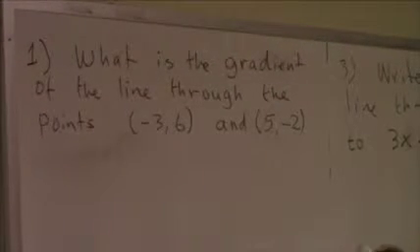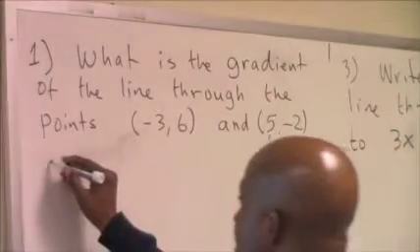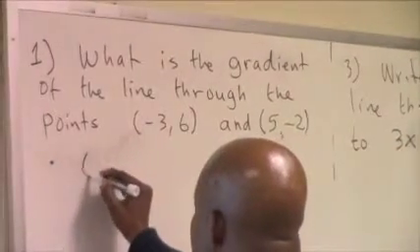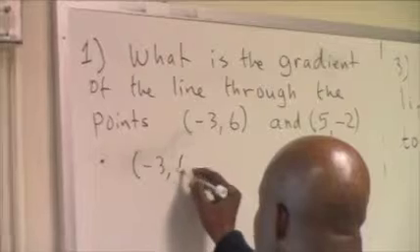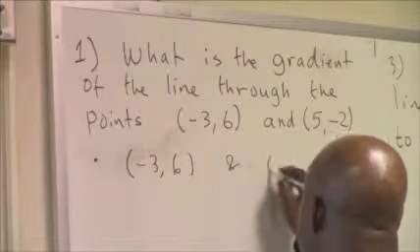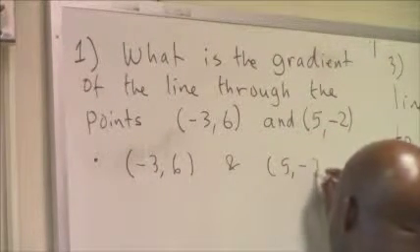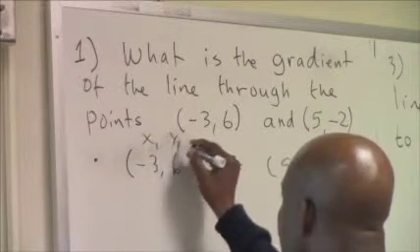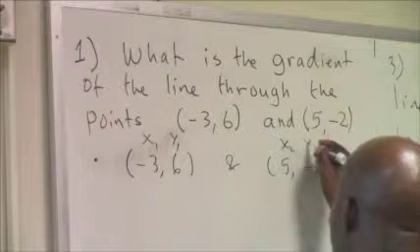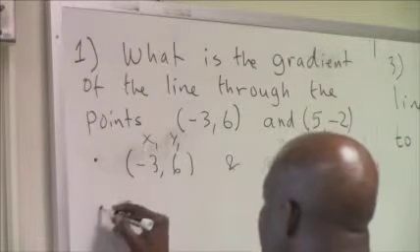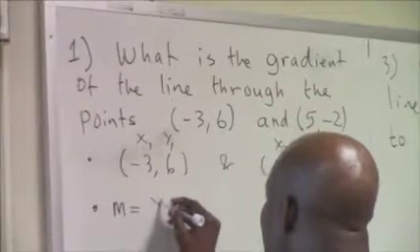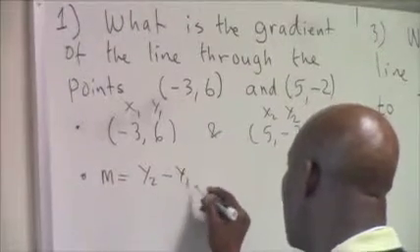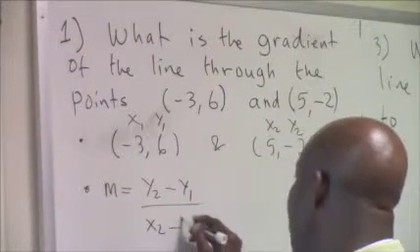So to find the gradient of a line, we must use a formula. But first thing, let's write up our points. -3, 6. And the other point we have here is 5, -2. Now, why do we write this up? So that we can label x1, y1, x2, y2. Then we'll write up the formula, which is given by y2 minus y1 over x2 minus x1.